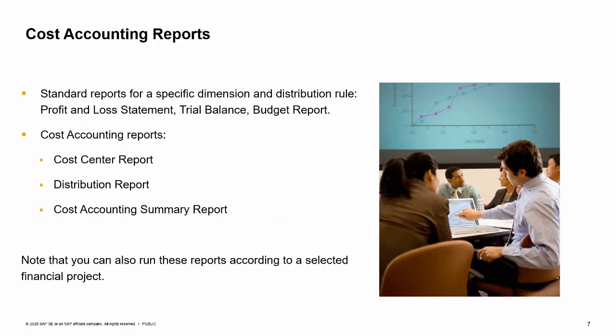You can produce some standard reports for a specific dimension and distribution rule, for example, profit and loss statement, trial balance, and budget report. Choose Financials, Cost Accounting to run cost accounting specific reports. Cost Center Report to display an overview of the posted costs and revenues. Distribution Report to get a picture of overhead expenses posted by specific transactions and the distributed amounts in each cost center. Cost Accounting Summary Report, which includes journal vouchers, and use hierarchies for desired report structure. Note that you can also run these reports according to a selected financial project.